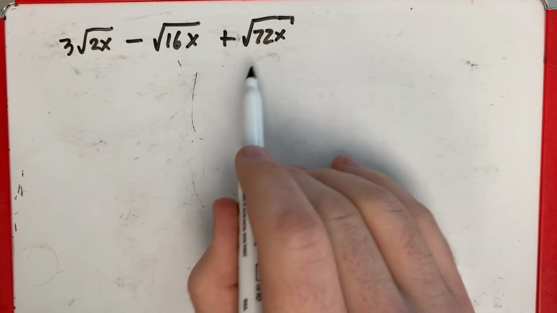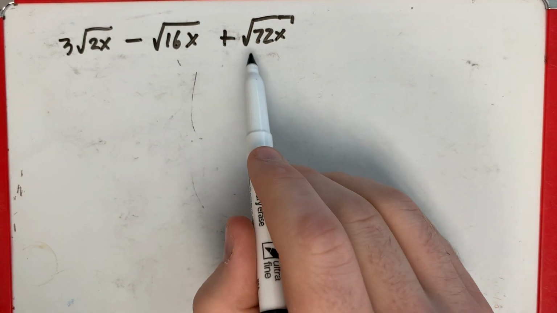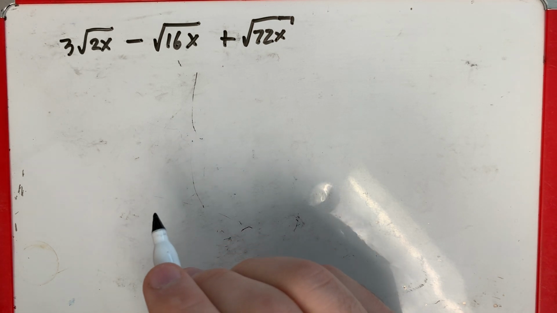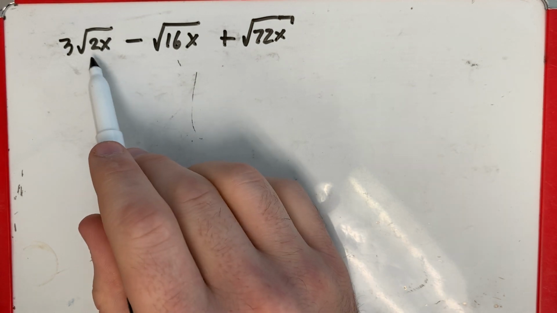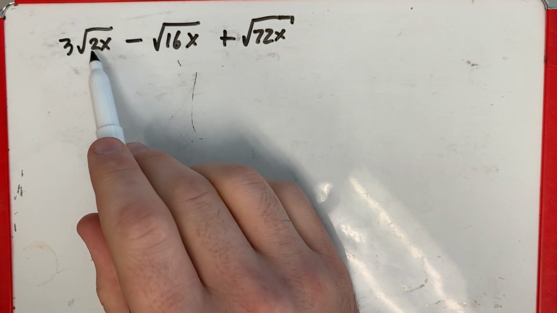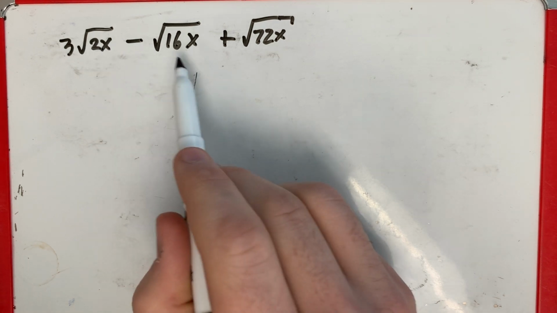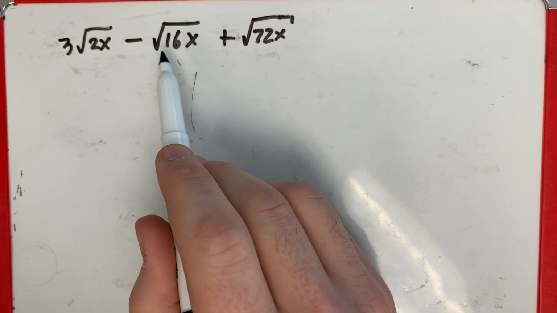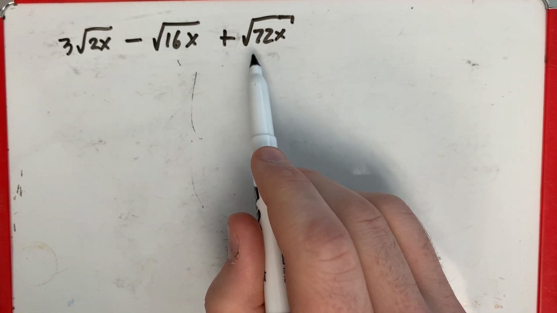So we're looking at this expression here, 3 root 2x minus root 16x plus square root of 72x. How do we deal with this? Well, this root 2x, we only have 1, 2, and 1 x, so we can't really simplify this any further. However, I have this root 16x. 16 can be broken down, it can be factored. Similarly, 72 can be broken down.